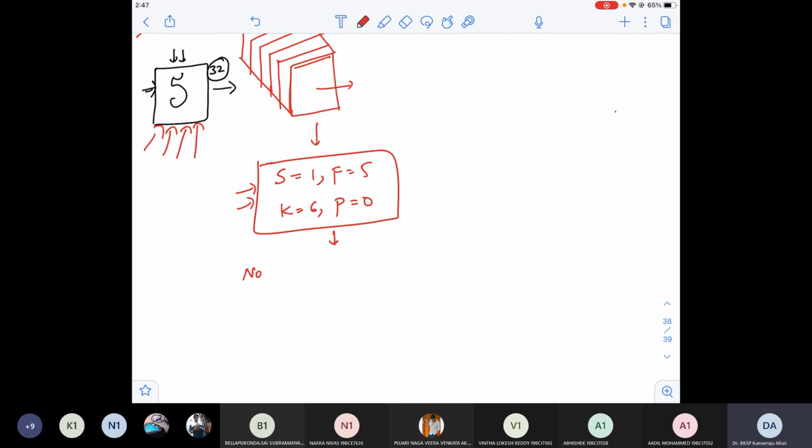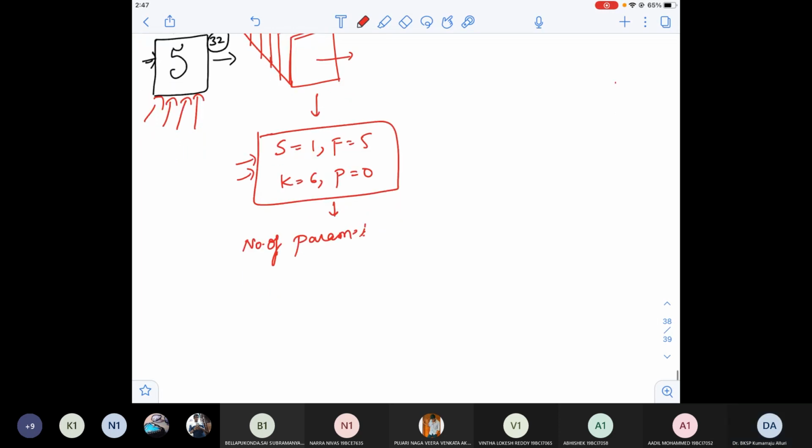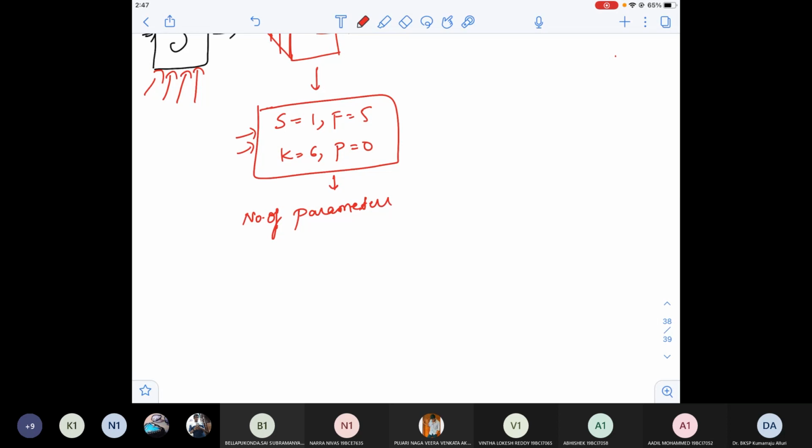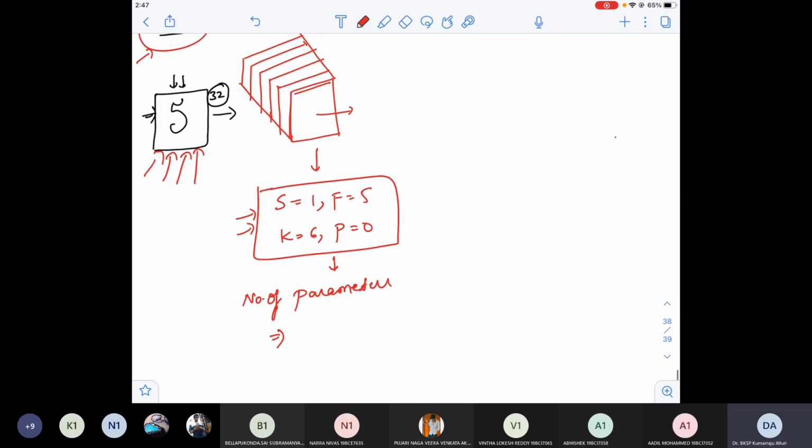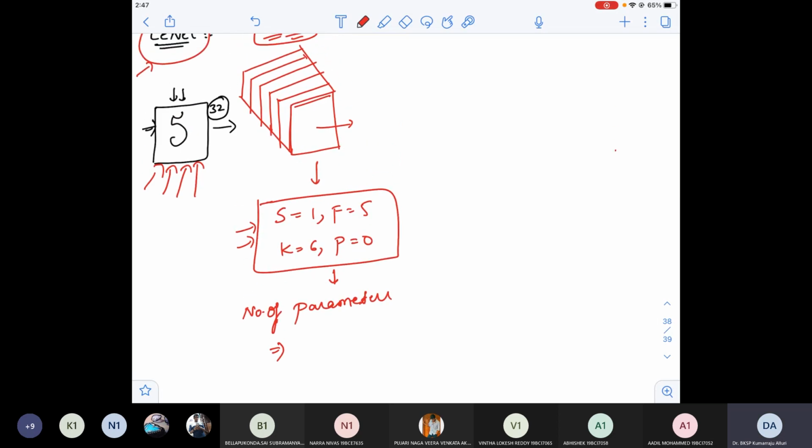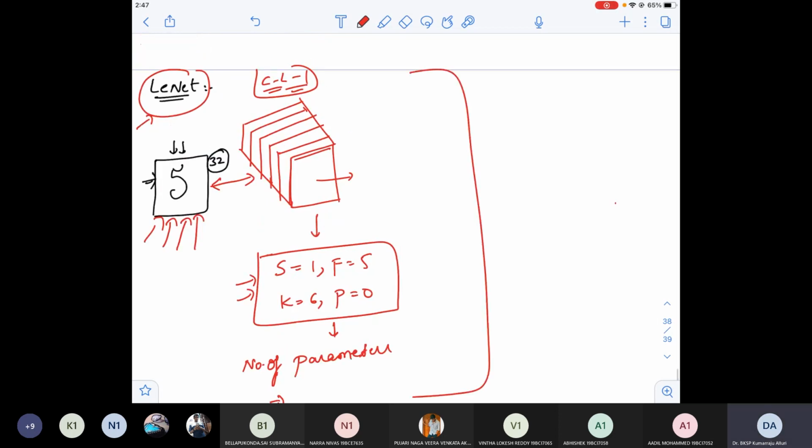Now, what about the number of parameters? Because we are concerned about the number of parameters. That is what we have to reduce. That's why we are having weight sharing. So, what about the number of parameters? Can anybody guess how many parameters for these connections? You should think in this direction.